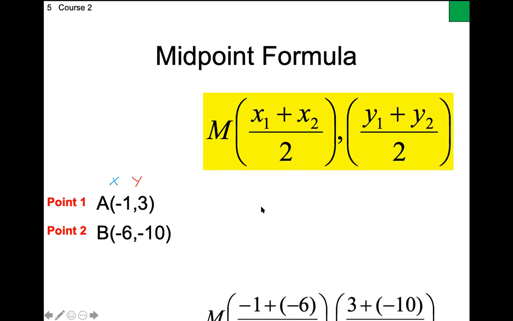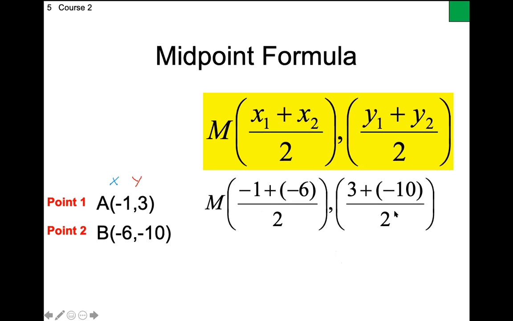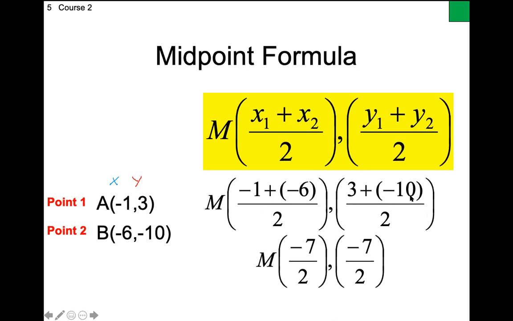Okay. Take the two x values, add them together. Take the two y values, add them together. So that'd be -1 and a -6. Same signs means add. 3 and a -10, that's opposite signs. That means subtract. That's going to give me a -7 over 2, and that's going to give me a -7 over 2. We get the same number.